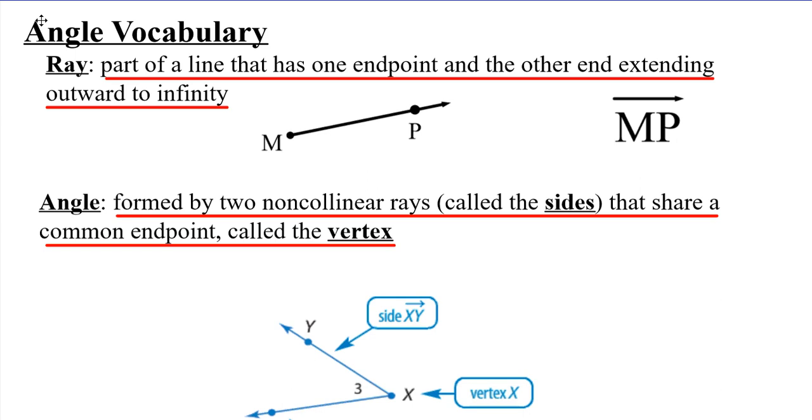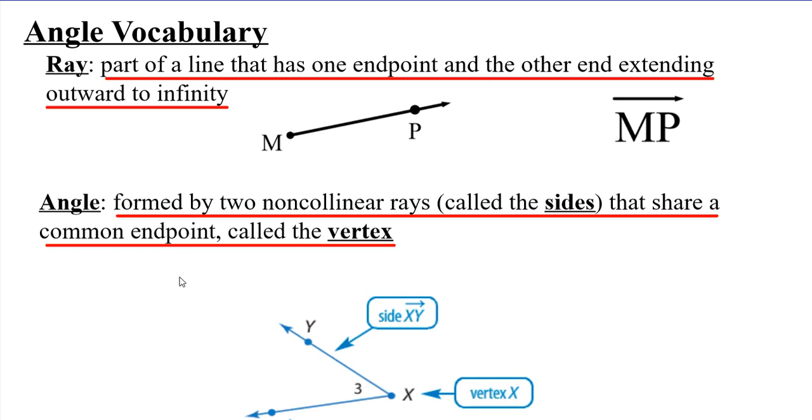The first one is a ray. A ray is part of a line that has one end point and the other end extending outward to infinity. So M is the end point. It goes through point P and it extends to infinity. If you have a ray, you denote it by the two letters, and then you draw a line over it with an arrow on the one side that it extends towards infinity. You can think of it like a sun ray. A sun ray starts at the sun and goes onward towards infinity.